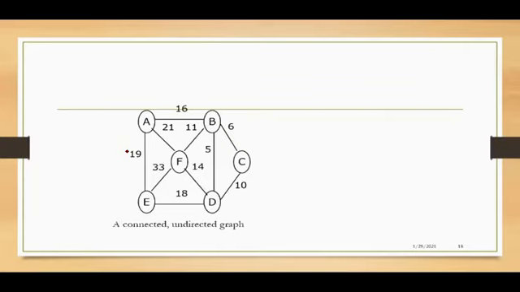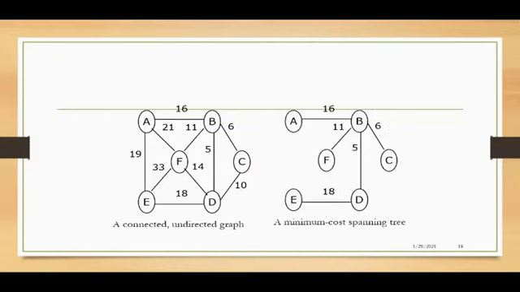So this is a connected undirected graph, and here the weights have been given for this graph. So let's see that. Yeah, so 21 is the weight for this edge, 11 is for this. To make it clear, 33 and 14 for them respectively, 18 for this, 19, 5, 16, 6 and 10. So the minimum cost spanning tree is basically you have to have all the vertices, there should not be a cycle, and also it should have the minimum cost.